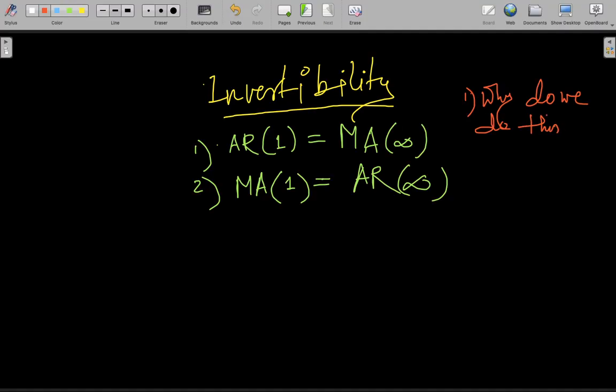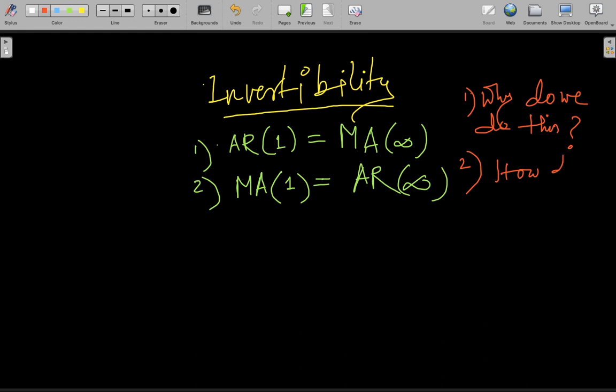And then the second part is, how do I explain it? How do I explain a conversion of a series of order 1 into a series of infinite order in both the cases? Let me write it down. How do I explain it?